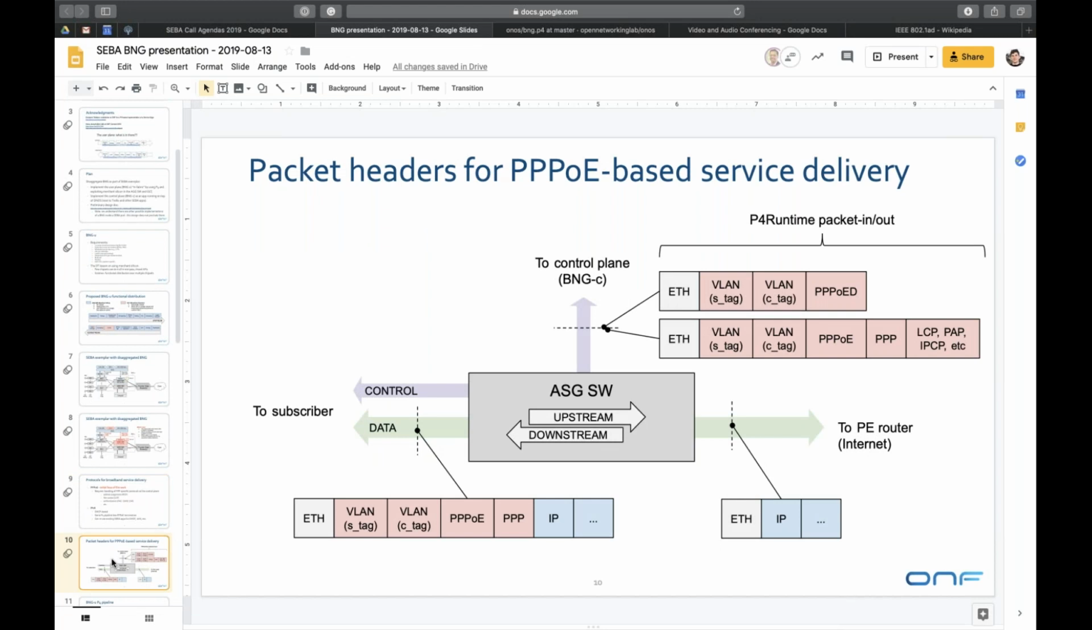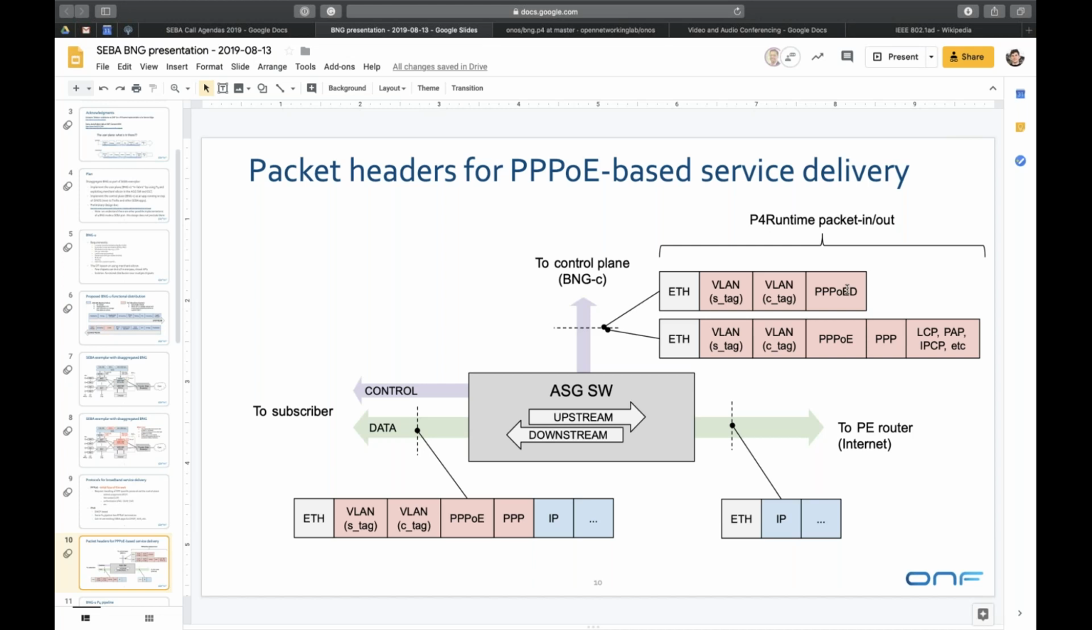So when doing PPPoE based service delivery, these are the protocols that we expect to manage. At the ASG, we expect to receive from the subscriber facing port both control and data packets. Both will be encapsulated in two VLAN tags, the S tag and the C tag, followed by the PPPoE header. For the data packets, PPP, IP, and so this is the actual data packets from the subscriber. For control plane packets that are generated by the subscriber and going to the BNGC application and vice versa, we expect to forward that using P4 runtime packet in, packet out. This is very similar to what OpenFlow packet in, packet out are.